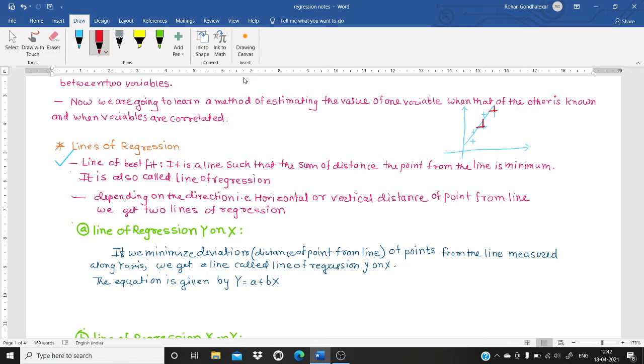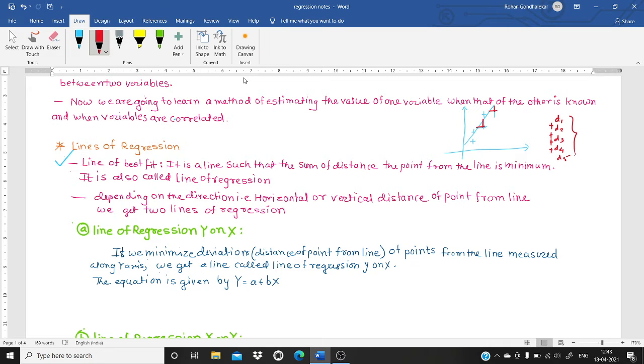If I consider any particular direction, say the horizontal direction, then the sum of distances of every point from the line should be minimum. Suppose there are how many points? 1, 2, 3, 4 and 5 points. So their horizontal distances from the line are say D1, D2, D3, D4 and D5. If I take the sum of all these, and if this summation is a minimum, then we can say that the line which I fitted here is a line of best fit.